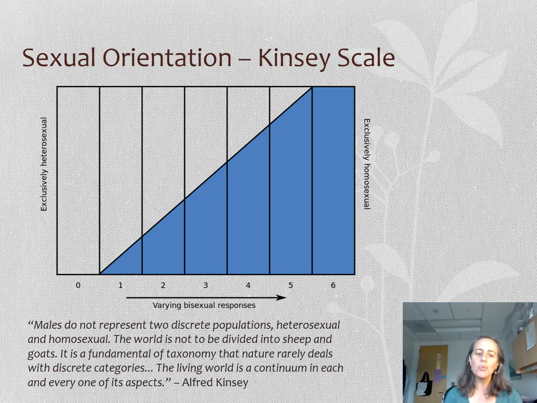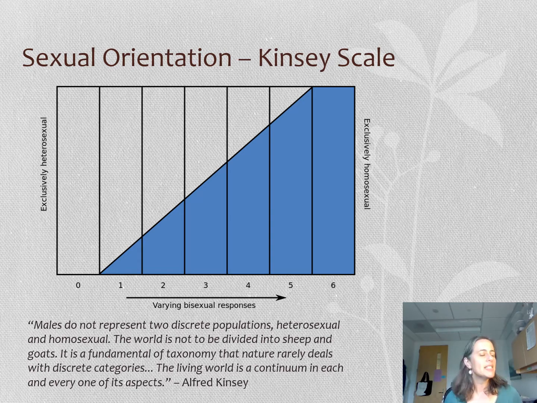I like this quote, where he says, "Males do not represent two discrete populations, heterosexual and homosexual. The world is not to be divided into sheep and goats. It is a fundamental of taxonomy." He's referring to his biology training here, that nature rarely deals with discrete categories. It's not always just one thing or one other thing. "The living world is a continuum in each and every one of its aspects." So again, sexuality is on a spectrum.